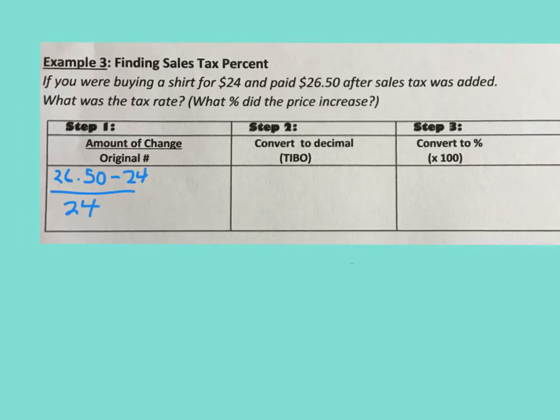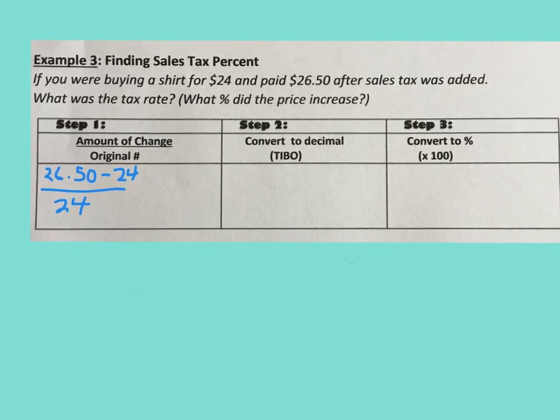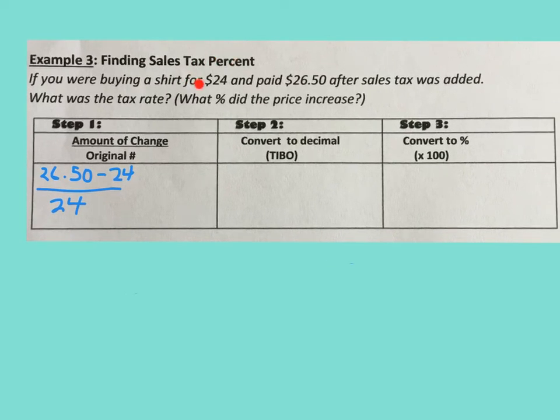I'll actually start you off with the setup. So first, the shirt was $24 and it increased to $26.50. So what's the amount of change? I set that up in my formula here. How much did it change? Well, $26.50 minus 24 would give us the amount of change. And the original price of the shirt, it started at $24. So that is going to be on the bottom, the original price of the shirt. So this is a percent increase. How much did it increase? So see if you can fill out the rest of the chart.